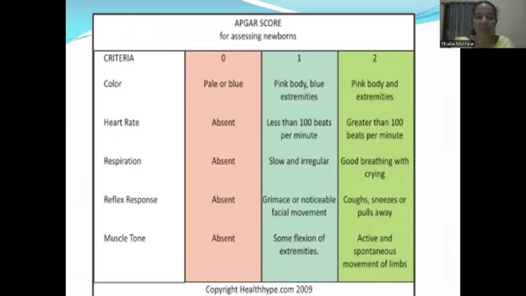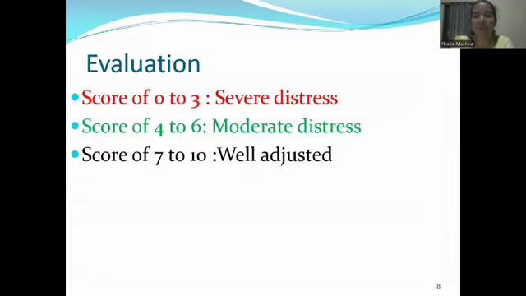Then coming to the muscle tone, if it is absent, then it is given a score of 0. If there is some flexion of the extremities, then we give a score of 1. But if the baby is active with spontaneous movement of the limbs, then we give a score of 2. We classify this based on the score into 3 categories: severe distress, moderate distress, and well adjusted.